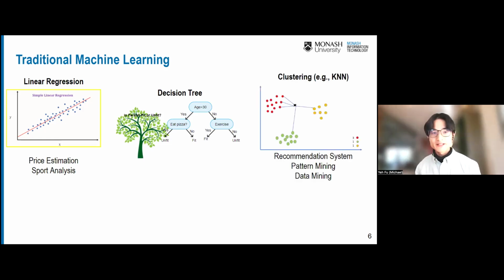The other important algorithm for machine learning is clustering. So clustering is that we want to find the clusters in the data. Most recommendation systems use this kind of algorithm, and we can also do pattern mining and data mining. So why does pattern mining or data mining matter during machine learning?